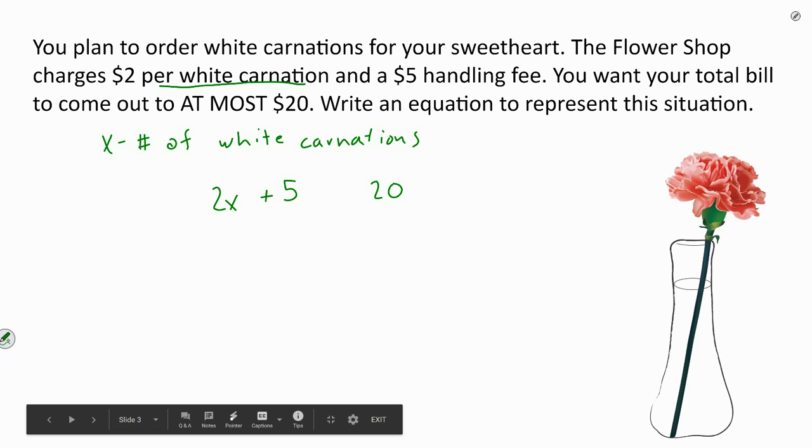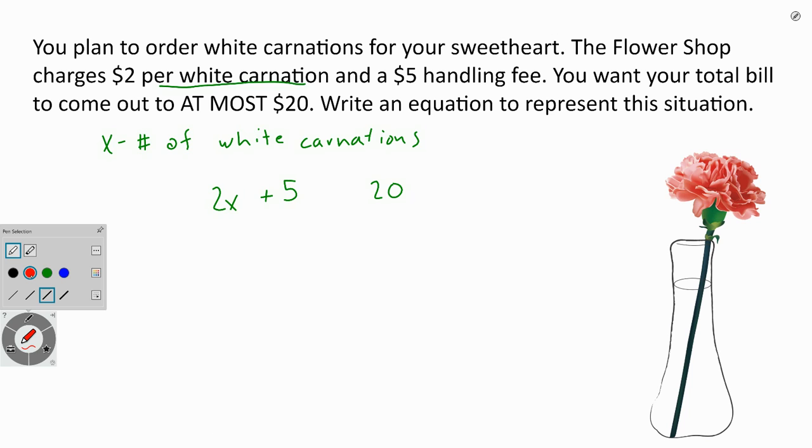Now, I didn't put an equal sign here because this problem is actually not an example of an equation. So we can't do an equation here. Unfortunately, that's not going to work because we have this little phrase that says at most. When we see phrases like at most or at least, it tells me that there's more than one possible answer. For example, I could just buy one carnation, have a total of $7 and be good. That's at most $20. So we have to look at multiple cases.